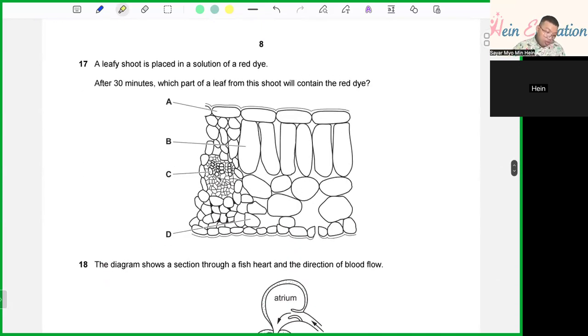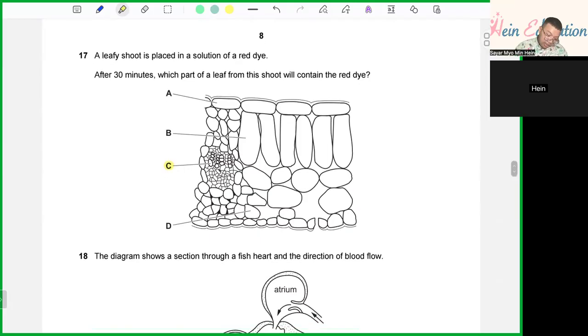Number 17 shows you a leaf structure. After 30 minutes, which part of the leaf will contain the red dye? Basically, it is asking about xylem. In this diagram, xylem is number C.